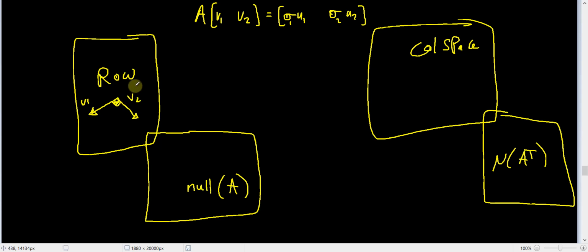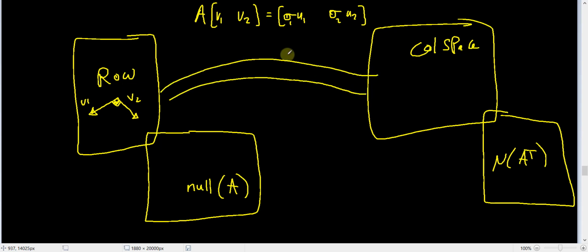When you operate on those vectors using the matrix A, you get some vectors in the column space. You don't get the zero vector because you don't have any null space for your matrix. So if you operate by the matrix A right here, you get sigma 1 u1 and sigma 2 u2. So you get here, let's say this is sigma 1 u1 and this might be sigma 2 u2. Now you know that u1 and u2 are perpendicular to each other, and so sigma 1 u1 and sigma 2 u2 will also be perpendicular to each other.